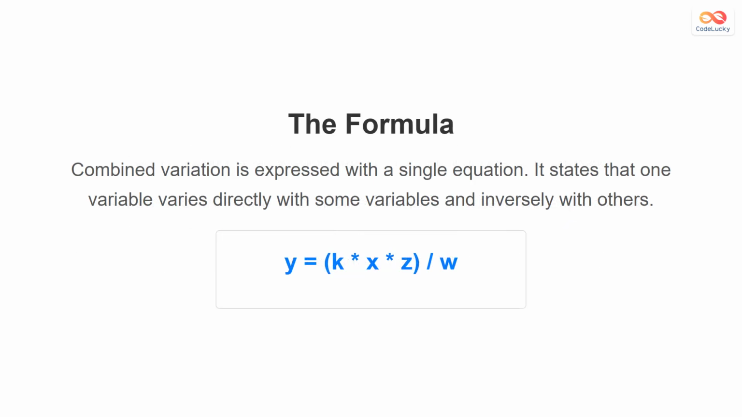Combined variation is expressed with a single equation. It states that one variable varies directly with some variables and inversely with others. The formula is y equals k times x times z, all divided by w.